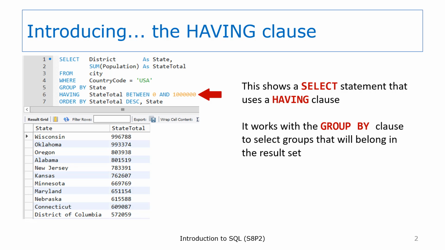In this select statement, I am using a having clause to select states that have total city populations from 0 to 1 million. The having clause works with the group by clause. The having clause is used to select sets that were formed by the group by.